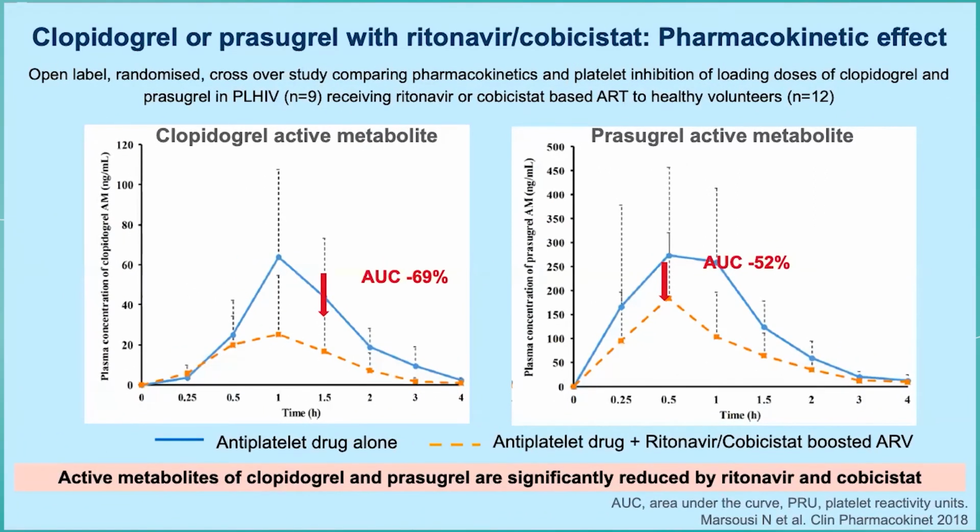Just to mention briefly about Clopidogrel, because again, this patient could have been on Clopidogrel, and it's something we see quite frequently. So we know, based on data in studying boosters of cobicistat or ritonavir in HIV, that there's a pharmacokinetic interaction with Clopidogrel and prasugrel, whereby the Clopidogrel active metabolite sees a decrease in the area under the curve of 69%, and similarly 52% with prasugrel. So the active metabolite of Clopidogrel and prasugrel are significantly reduced by ritonavir and another booster, cobicistat.